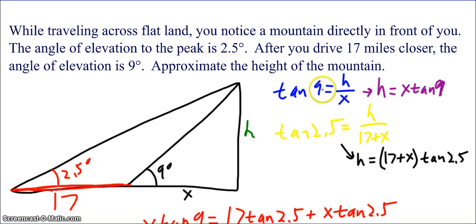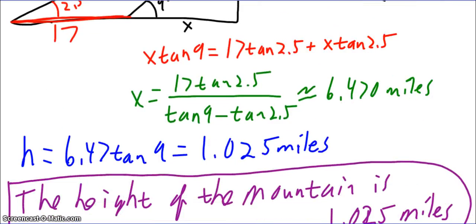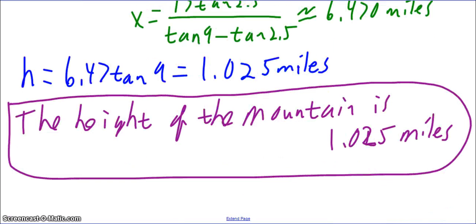So I set up a system of equations. Tangent of 9 equals h over x, so h is x times tangent of 9. Tangent of 2.5 is h over 17 plus x, so h is the quantity 17 plus x times tangent of 2.5. Now I set these two equations equal to each other, and I solve for x, so that's the work I can see down here. This is once I set them equal to each other. I solved this for x, typed this into my calculator, got approximately 6.470 miles. So then I know h is 6.47 times tangent of 9, which is 1.025 miles. So the height of the mountain is 1.025 miles.